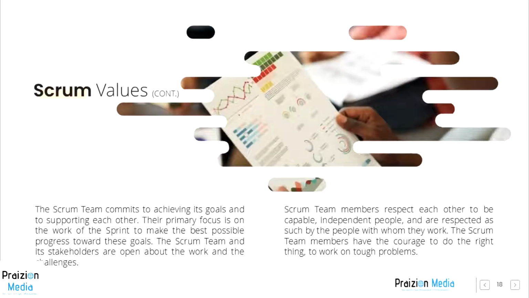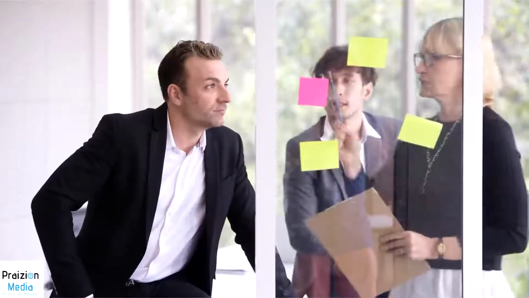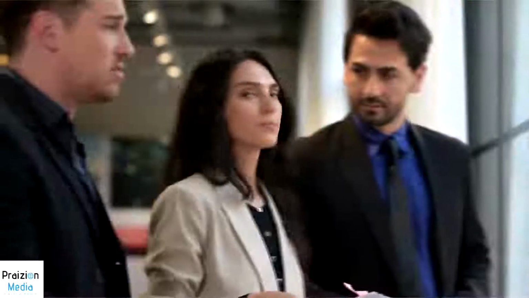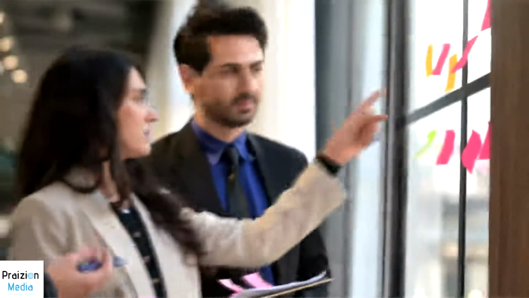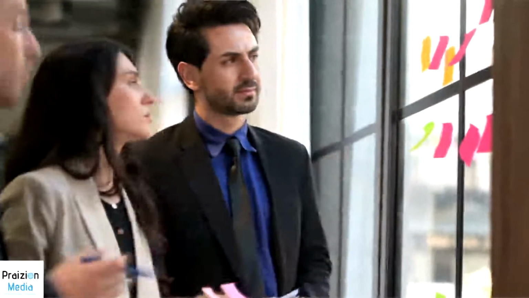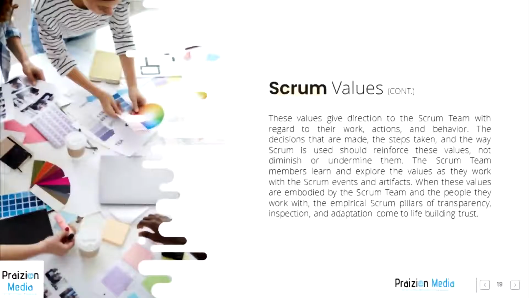Scrum team members respect each other to be capable, independent people, and are respected as such by the people with whom they work. The Scrum team members have the courage to do the right thing, to work on tough problems. These values give direction to the Scrum team with regard to their work, actions, and behavior.